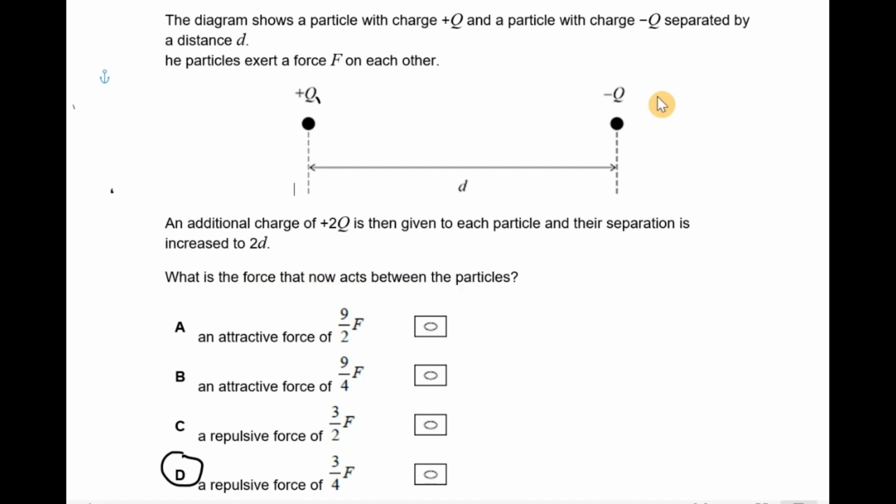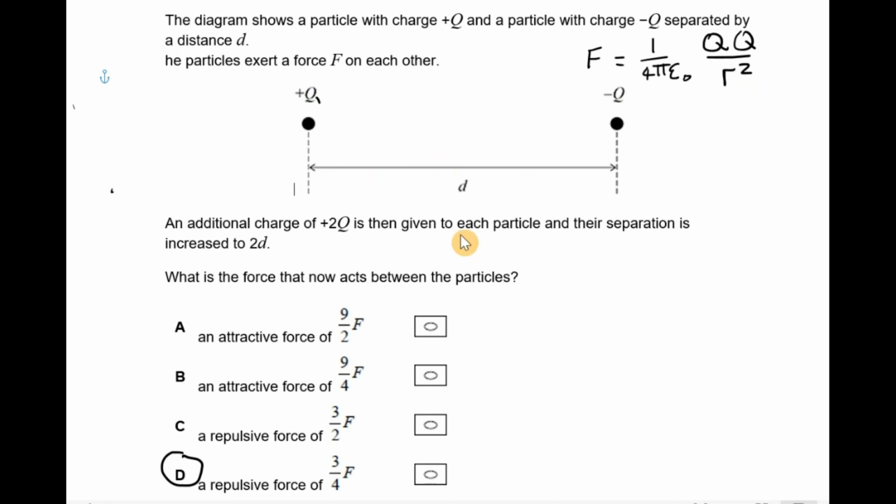So the best starting point is to find what equation is going to be relevant to answering this question, and the equation that's going to be the most useful is the force between two charged particles is equal to 1 over 4 pi epsilon 0 multiplied by the two charges over the separation squared.